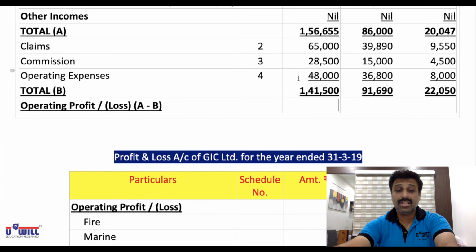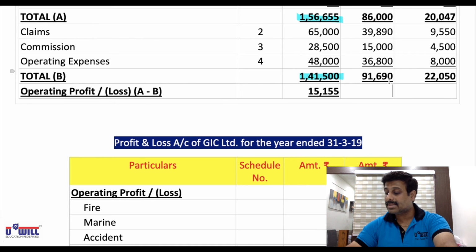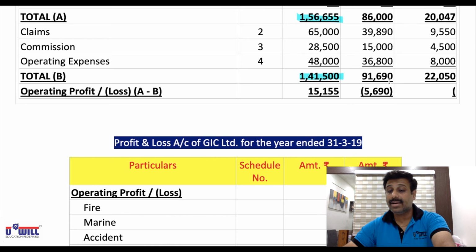And then A minus B, so 156,655 minus 141,500. So 15,155 is the profit. Then 86,000 minus 91,690. So loss of 5,690. In bracket we'll write that. And 20047 minus 22050, so again loss of 2003.